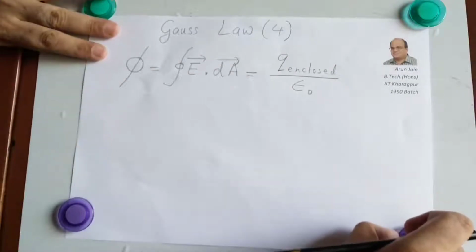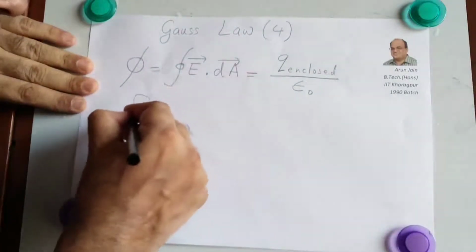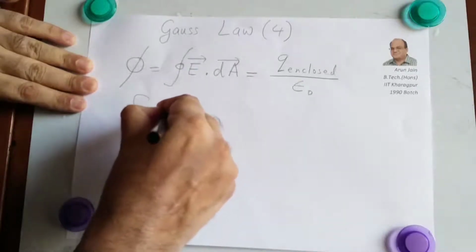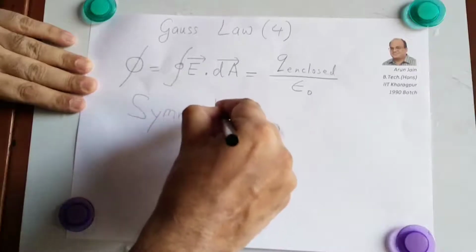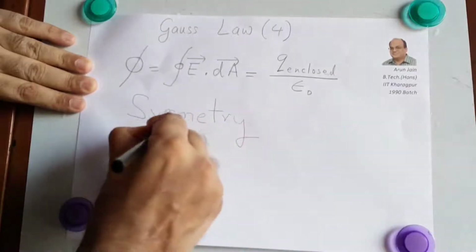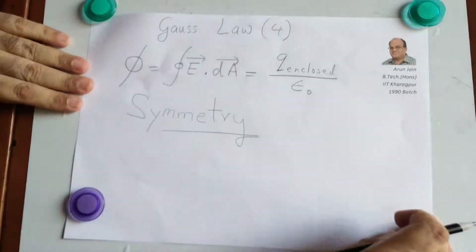The most important thing about Gauss law is symmetry. In every situation we discuss, in every problem we solve, we will try to use symmetry. So that is the most important thing about this law.